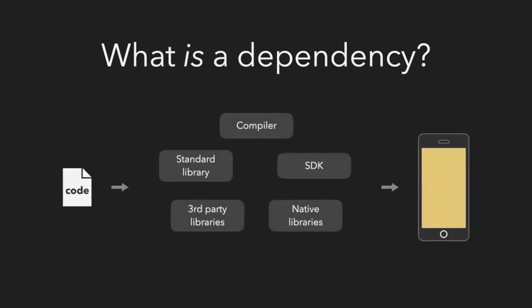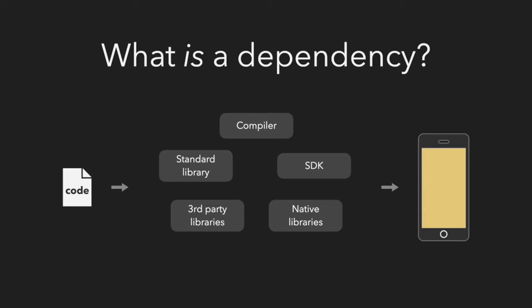Depending on what we're going to do, depending on what kind of code we're writing, the code can depend on a compiler in order to become machine code that can run on the device. It can depend on the device's SDK and its native libraries. It can depend on the compiler's standard library. And it can also depend on third-party libraries, so libraries that you find on GitHub and that you use for different functionalities in your code.